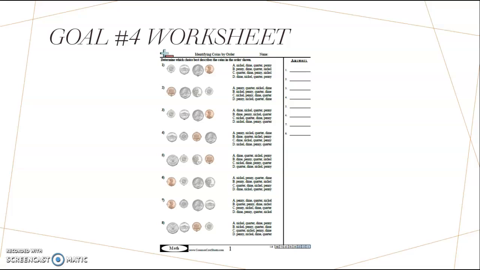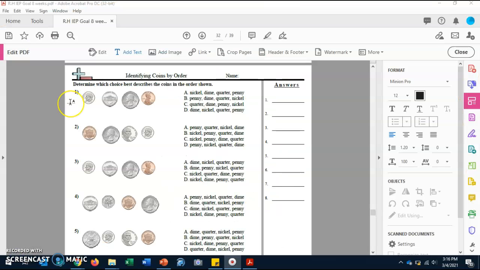And the worksheet for today is called Identifying Coins by Order. So if you can please take out this worksheet so we can work on it together. So for this worksheet, we are going to determine which choice best describes the coins in the order shown. So they are in a certain order, and here we are going to identify them. However, we are going to do it by their names. So we must know the name of each coin in order to answer the question.